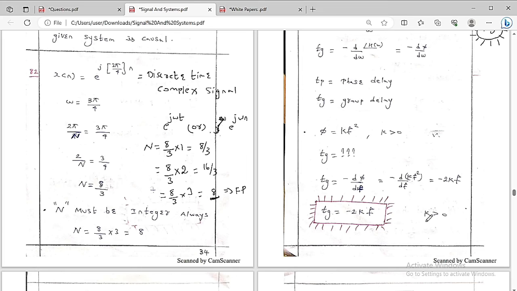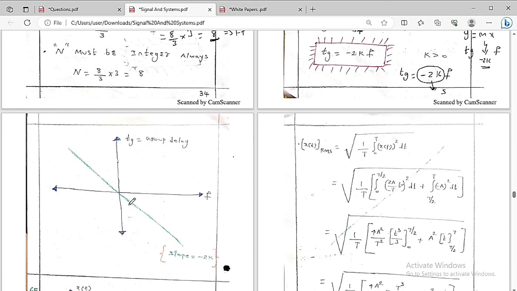When k is greater than 0, we already mentioned. So k is greater than 0 means, what is the value that we are going to get? TG is equal to minus 2k into f. As k is greater than 0, minus into 2k is nothing but it is negative. So this is a straight line. We know y is equal to mx, right? So y is equal to TG and x is equal to f. So m is equal to minus 2k. Slope is equal to negative that we are going to get.